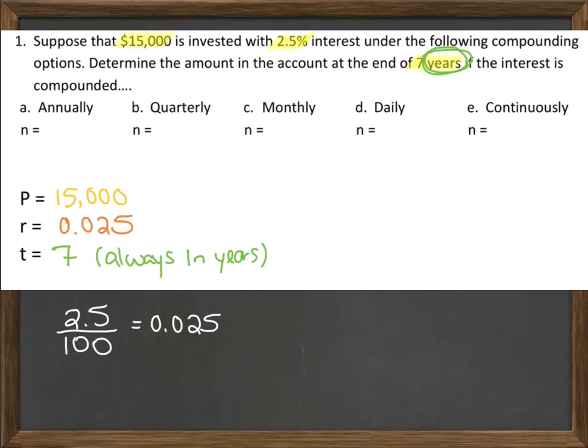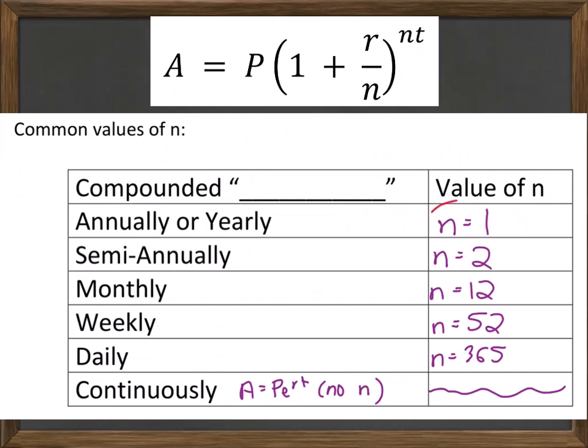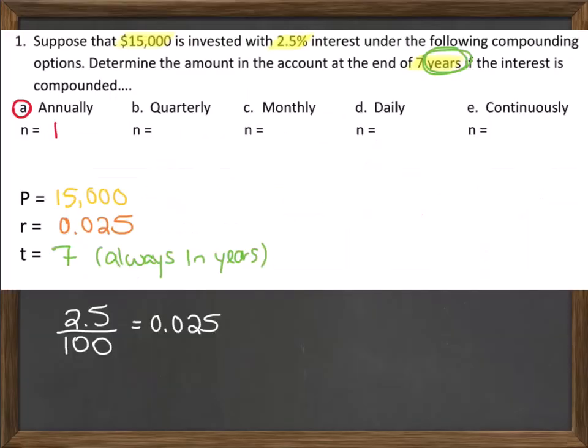Okay, so then now we can start doing A, B, C, D, and E. So let's start with part A. A says compounded annually. So annually, remember, means once a year. And if we go back to our chart here, right, annually or yearly means that n equals 1. So let's go ahead and fill that out.